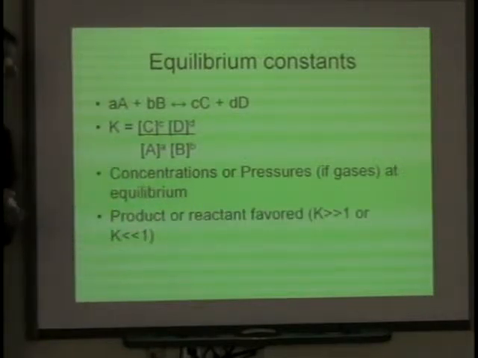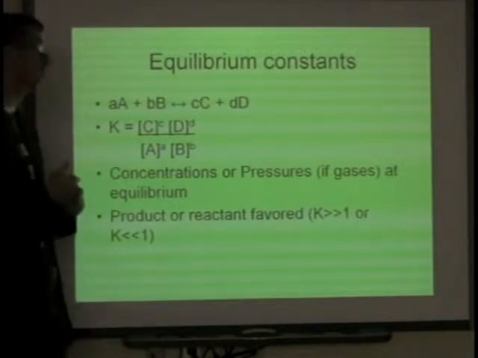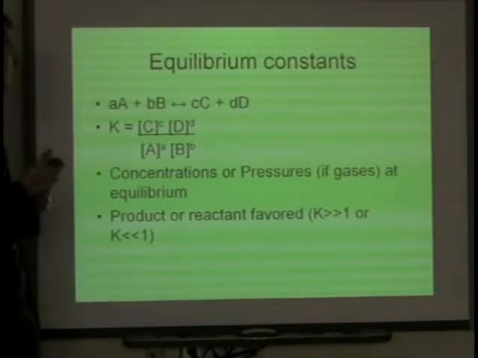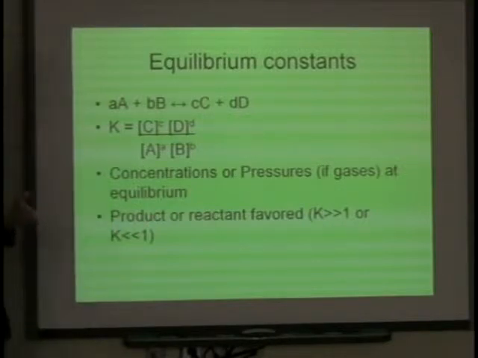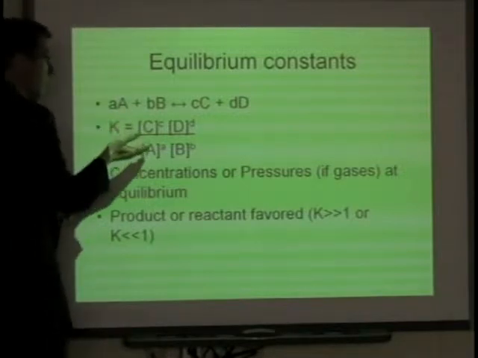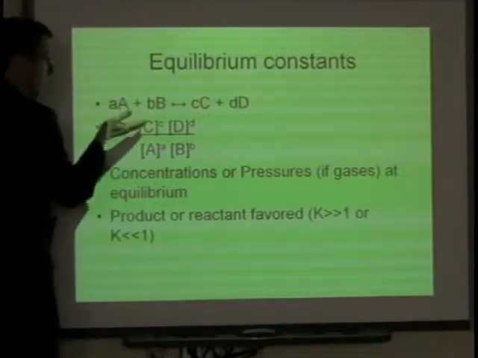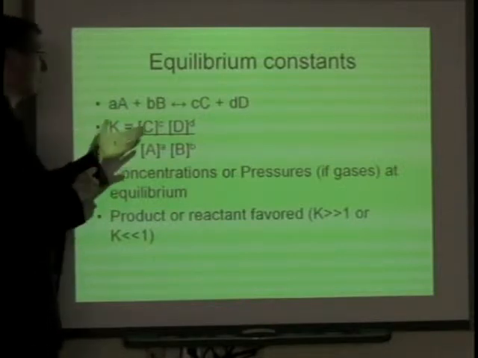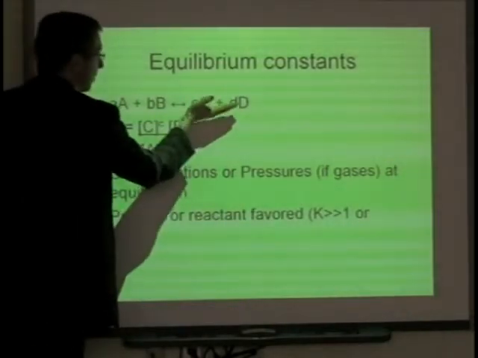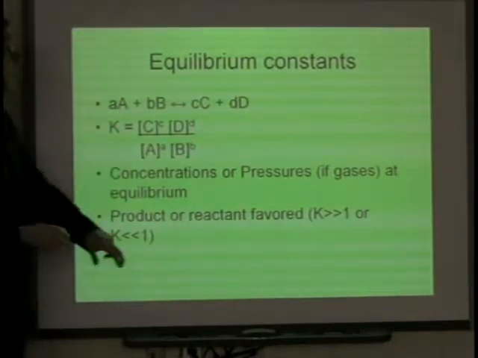To figure out if a reaction is product favored or reactant favored, if the K value is greater than 1, it's going to be product favored. If the K value is less than 1, it's going to be reactant favored, which should make sense to you. If you start off with products divided by reactants, if there's more products than reactants, the K value is going to be greater than 1. More products than reactants means I'm forming more products than I did of reactants.